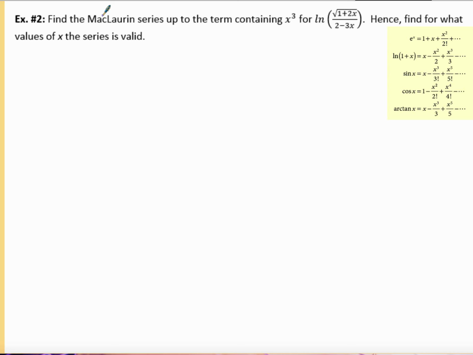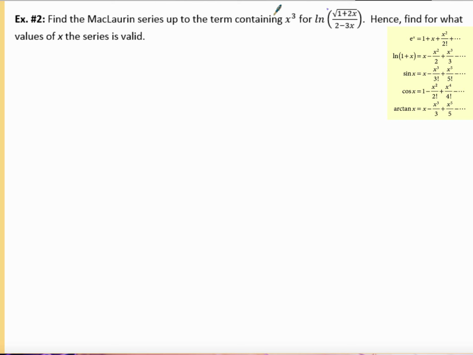And if that's not enough, then you have to find out the interval of validity, right? So where is this actually valid? Let's go ahead and try and figure this out. Luckily, we do know that we've got a series for the natural log of 1 plus x. So my plan here is to try and get things into this form as much as I can so that I can use this Maclaurin series.